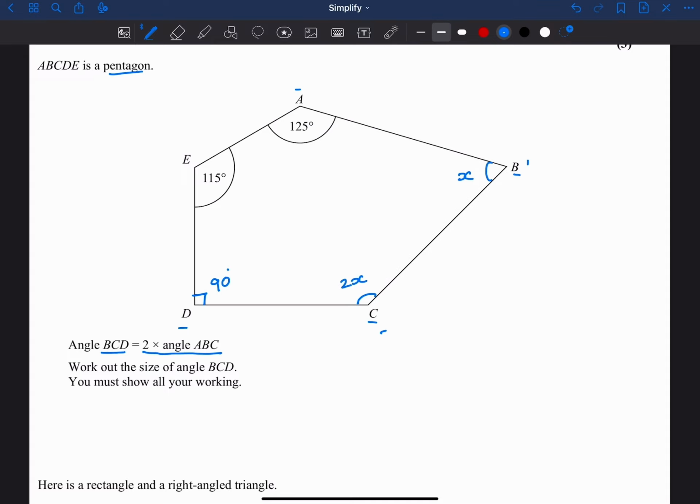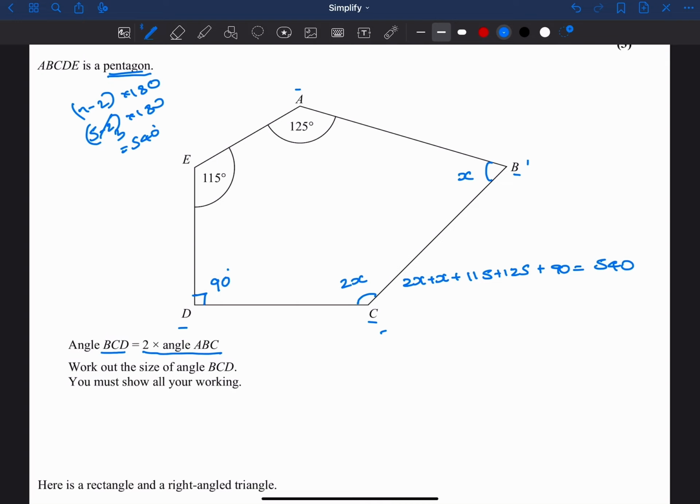We've got 2x, add x, add 115, add 125, plus 90. It equals the total angle in a pentagon. Remember, it goes with the formula n minus 2 times 180. So n minus 2 means 5 minus 2, because a pentagon is 5-sided, times 180. That's 3 times 180, which is 540.